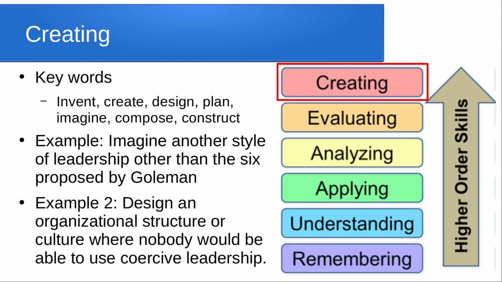Another example is design an organizational structure or culture where nobody would be able to use coercive leadership. Now, I'm not going to give you an example answer for these, but you can be assured that the answer is going to be very long, is going to be very detailed as you give your opinions of why this leadership style is a good leadership style and not one of the 6 proposed by Goleman, or why this organizational structure would achieve this goal and why it would not be open to weaknesses or things like that. But that's what creating is. Creating means you need to create.